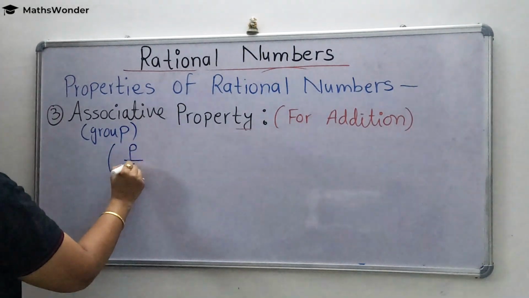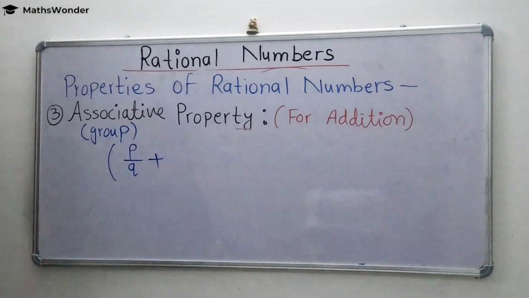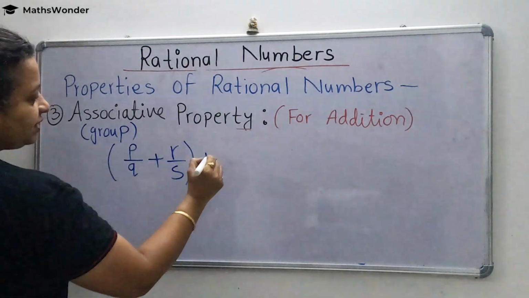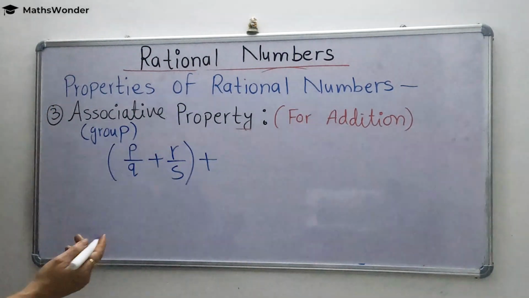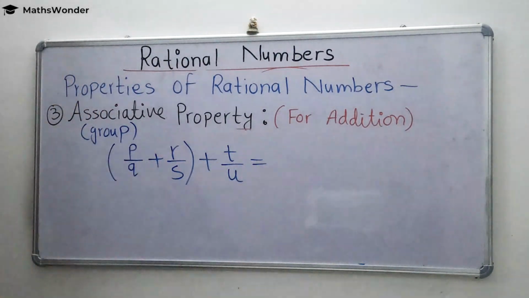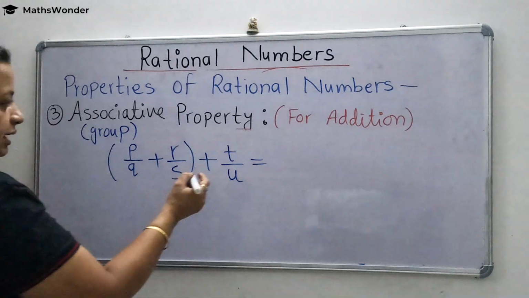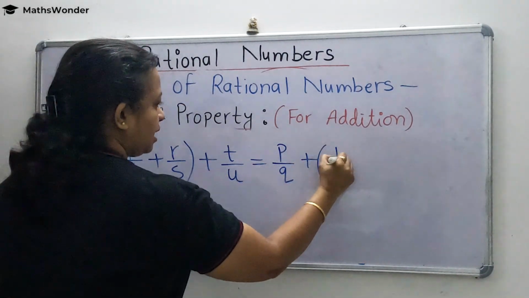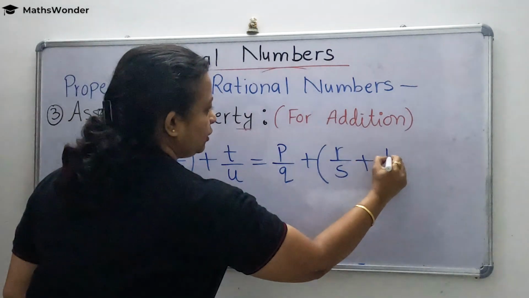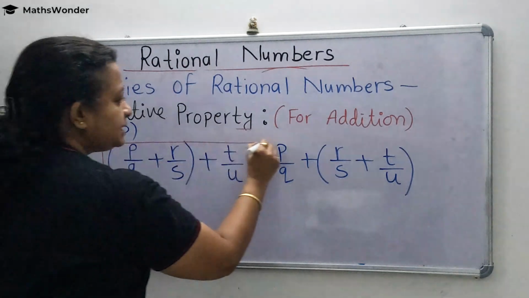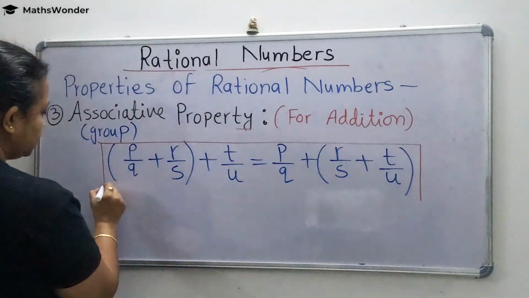Suppose p over q added with r over s, added with another rational number t over u. If you change the grouping, we can change it in two ways. So when we change the order, it is p over q plus r over s and t over u. Now we need to check: does this property work or not?